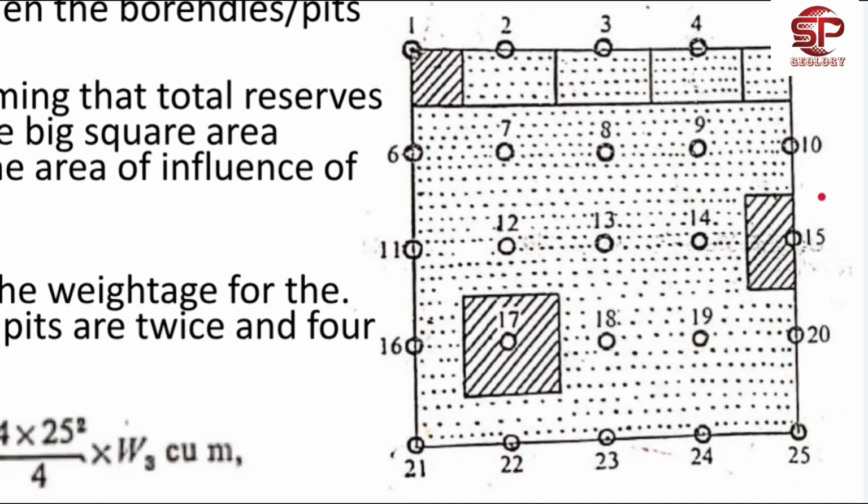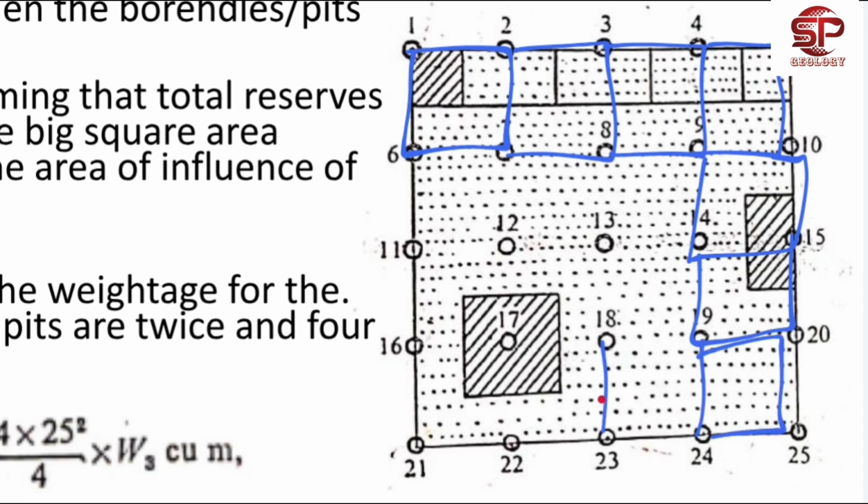In this case, we have the included area method. So all the areas of influence are inside the borehole. First, see these areas. We have to take as much of this 25 by 25 area as possible. Likewise, you can also calculate.